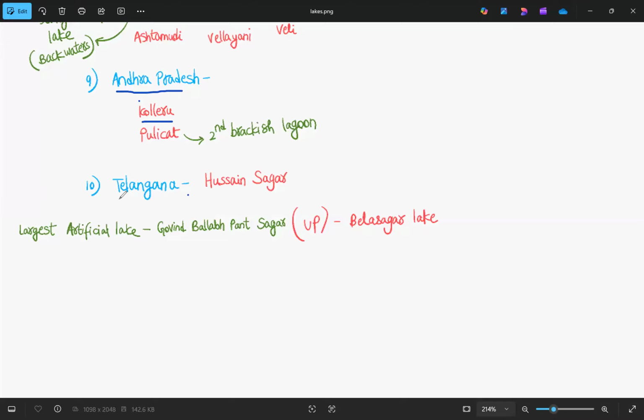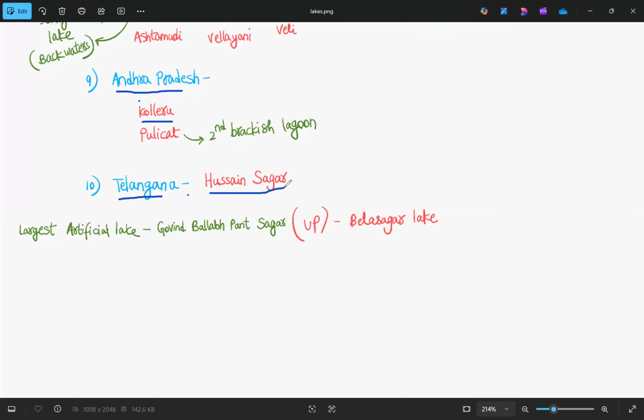And then in Telangana, we have Hussain Sagar, which is located in Hyderabad. So in Telangana, we have Hussain Sagar. In the state of Rajasthan, we have studied that Debar, if I'm not wrong, is the second largest artificial lake in India. So why is a lake called artificial? Because it is something like a reservoir that has been formed due to the construction of dams or any impediments. So due to that, water gets accumulated, and that is why it is called an artificial lake or reservoir.